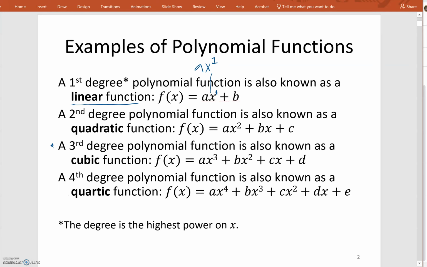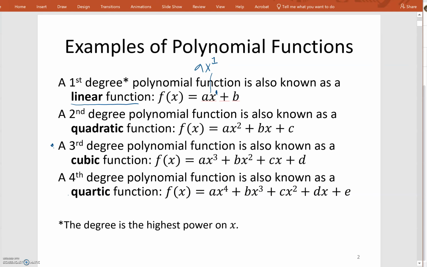By the way, just to remind you, the difference between a term and a factor: a term is something that's separated by a plus or a minus, and a factor is something that has a multiplication in it. So say in this quadratic we have 3 terms, and 2 of these terms have factors. So the factors are a times x squared and b times x. Terminology is kind of important here.